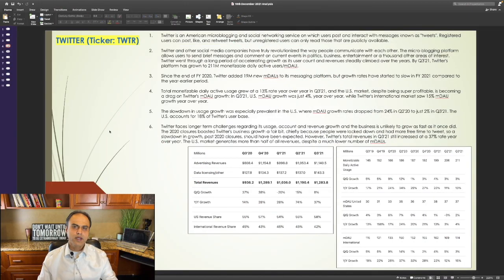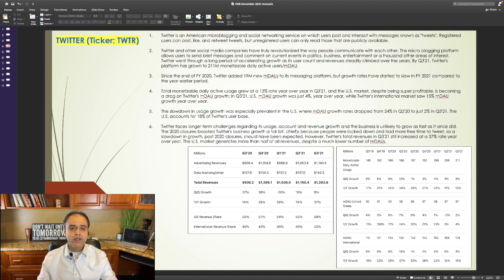Twitter, ticker TWTR. Twitter is an American microblogging and social networking service on which users post and interact with messages known as tweets. Registered users can post, like, and retweet tweets, but unregistered users can only read those that are publicly available.